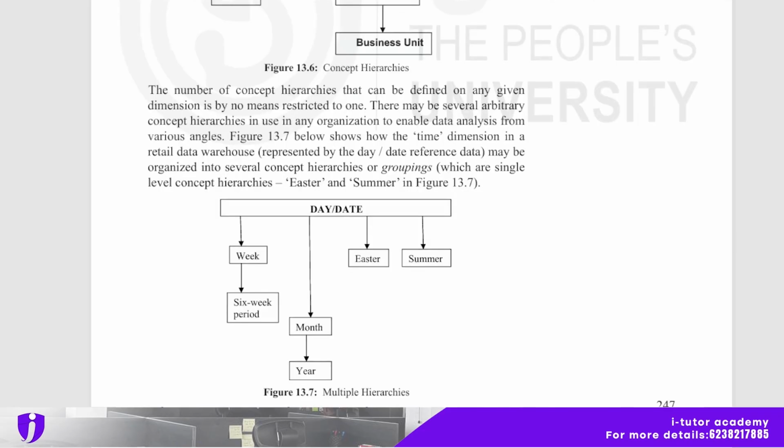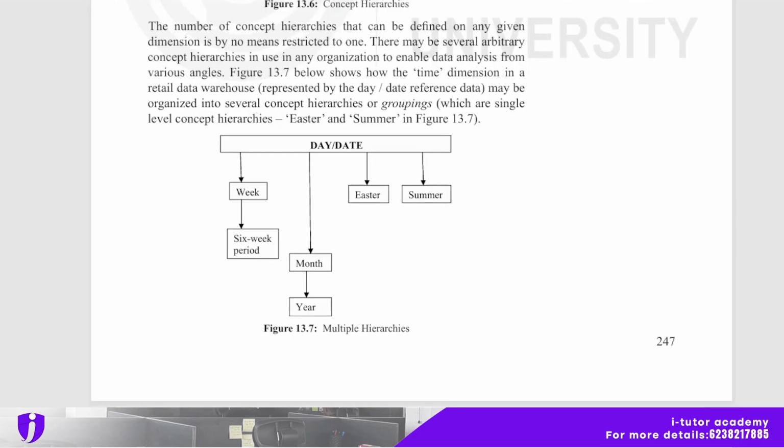The number of concept hierarchies that can be defined on a given dimension is by no means restricted to one. There may be several arbitrary concept hierarchies in use in any organization to enable data analysis from various angles. Figure 13.7 shows multiple hierarchies: day or date, week, 6 weeks, and day, month, year, Easter, and summer.